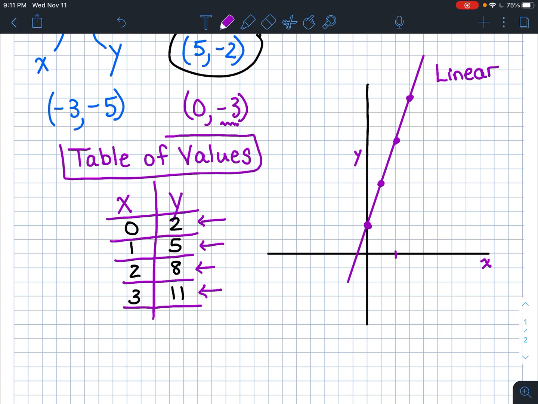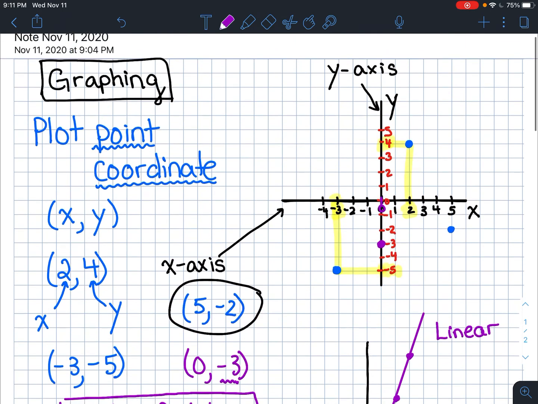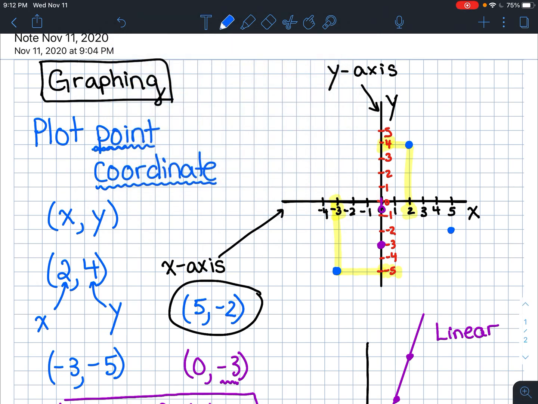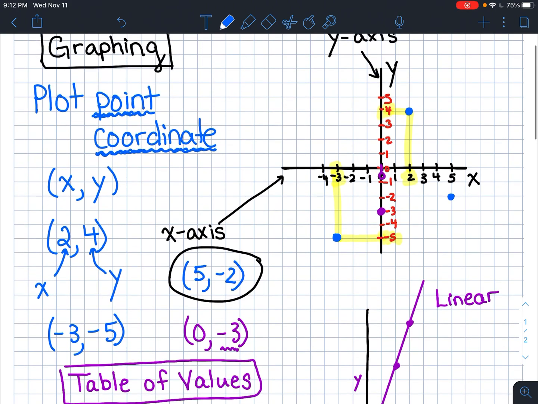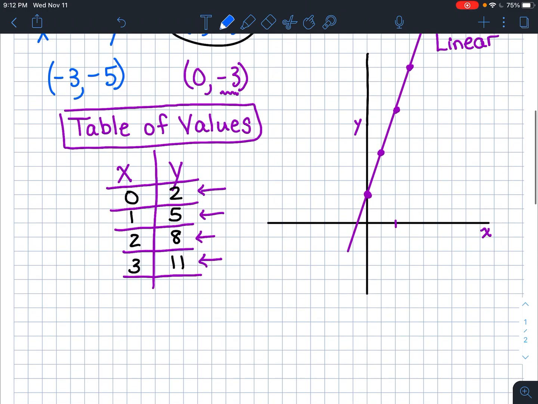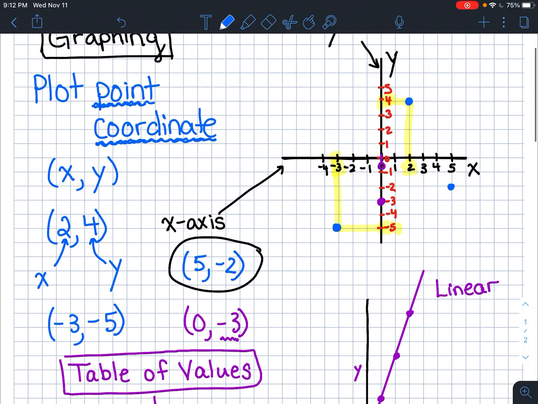Okay, so we learned this is a table of values. We also learned the name, we call these points on the graph, or they're also called coordinates. And we learned about the x and the y-axis. And that's our introduction to graphing.